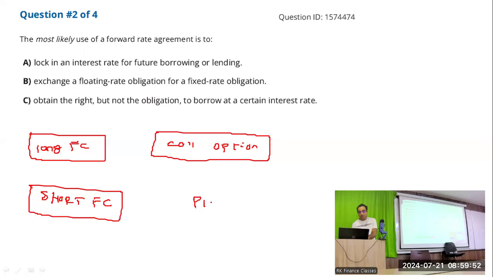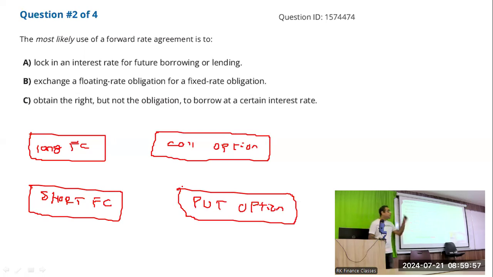Similarly, short forward contract versus having a put option. In the short forward contract, you have to sell the laptop. You means the shopkeeper has to sell the laptop. And in the case of a put option, you have an option to sell the laptop. It's not a compulsion, it's an option to sell the laptop. I repeat, in the case of a short forward contract, the shopkeeper has to sell the laptop. And in the case of a put option, you have an option to sell the laptop. Similarly, in the case of the short FRA, you have to lend. And in the case of an interest rate put option, you have an option to lend.